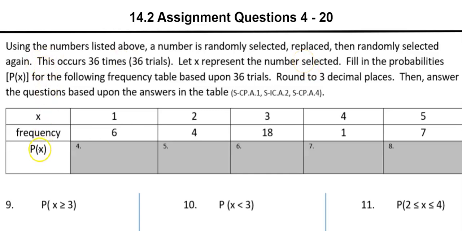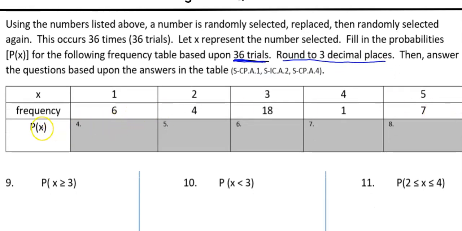Let's fill in our probabilities that X happens. So what is the probability I picked a 1? What's the probability I picked a 2, 3, 4, or 5? Out of these 36 trials, we're going to do it 36 times. Now here's the part that I didn't read carefully enough. Round to 3 decimal places. Then we're going to answer our questions.